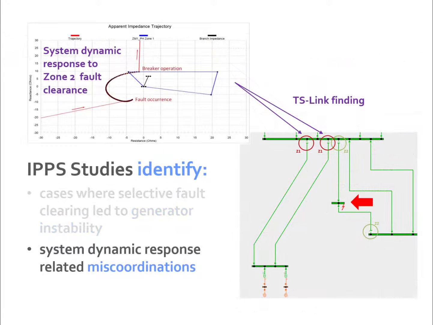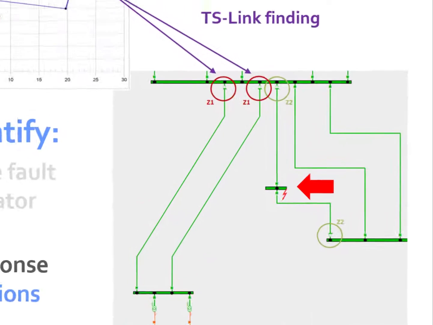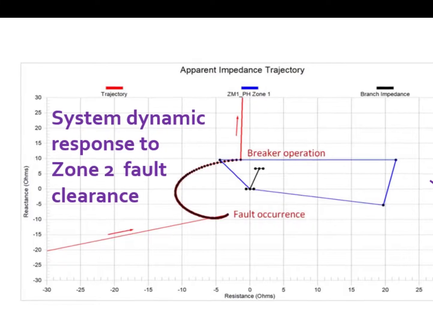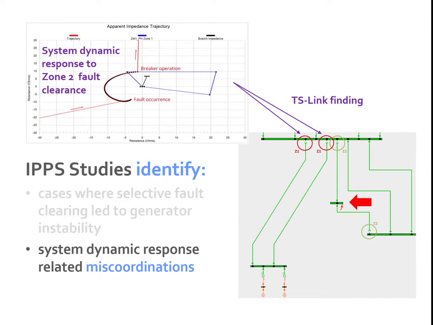More importantly, the IPPS analysis can identify unexpected miscoordinations due to system dynamic behavior. In this example, the system response to a Zone 2 clearance of a fault gave rise to a power swing detected by upstream relays not equipped with power swing blocking. It is important to remember that the IPPS analysis is not considering the response of a single relay. Rather, it examines the performance of the system protection as a whole and identifies any protection operations on the system, which it then incorporates in the dynamic simulation to determine if the system recovers.